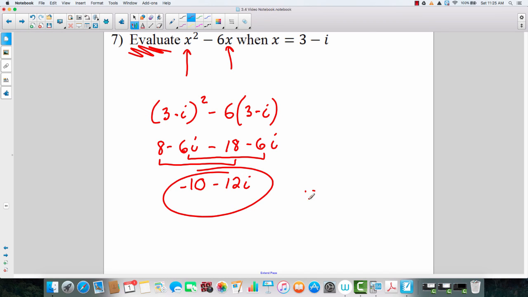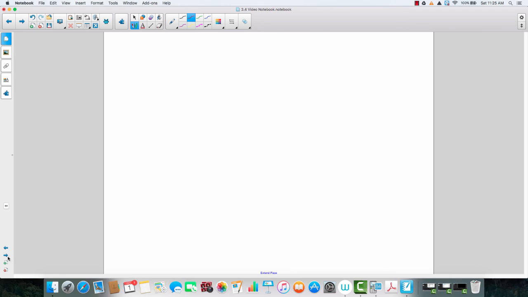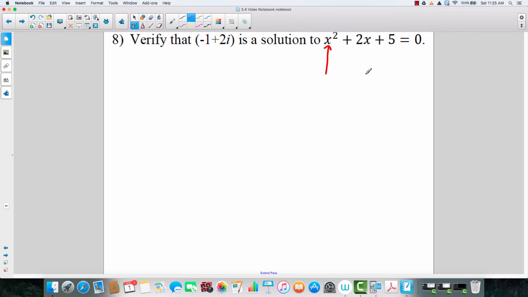Cool. Now the next one I want you to do on your own for homework, but just to give you a hint, right? You're just plugging that guy into the x's and making sure that it actually equals 0. And if it does, then you're verifying that yes, this is a solution to this. And that's something that we're going to start talking about next time.